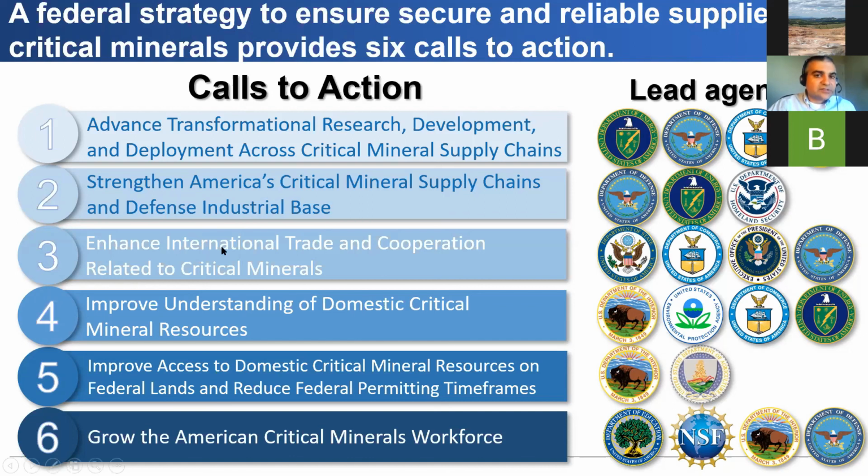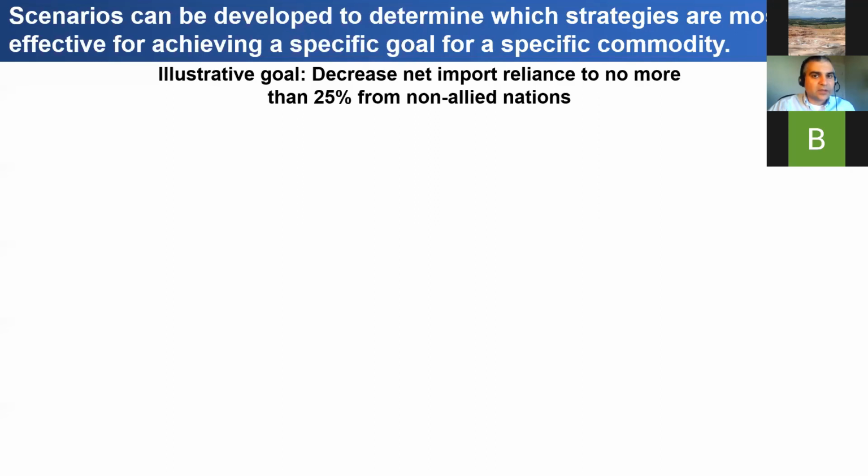Okay, so these are the 6 initiatives. I'd like to take one step further and give a couple of case studies with, well, how do we actually tackle and actually reduce the supply risk for any individual commodity? So the way at least I think about it is that we can potentially use scenarios to help us determine which of these strategies can help us achieve our goal.